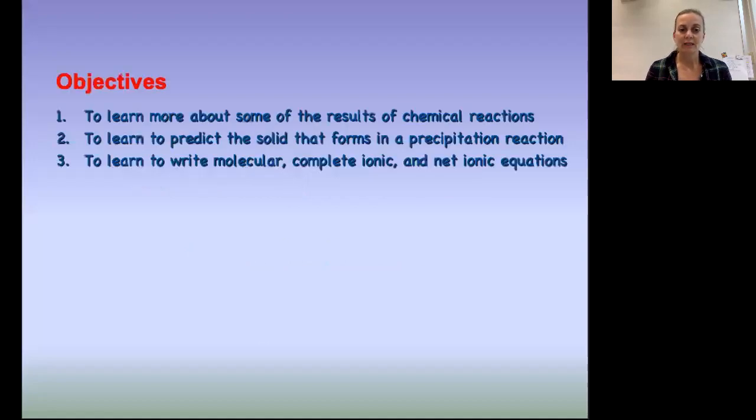So our goals for today are to be able to predict the solid that forms in a precipitation reaction, to be able to predict the results of the reaction. And then over the next couple of days, we're going to be able to predict what the solid is going to be of the two compounds. We're going to learn to write three different kinds of equations: molecular equations, ionic equations, and net ionic equations.